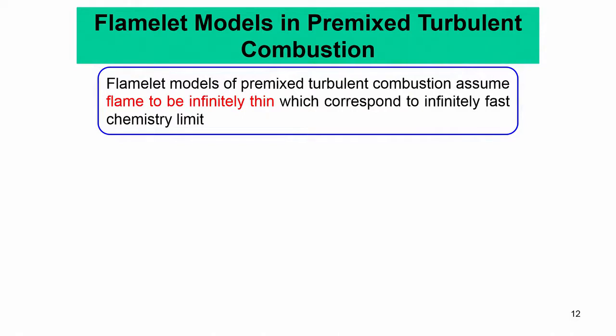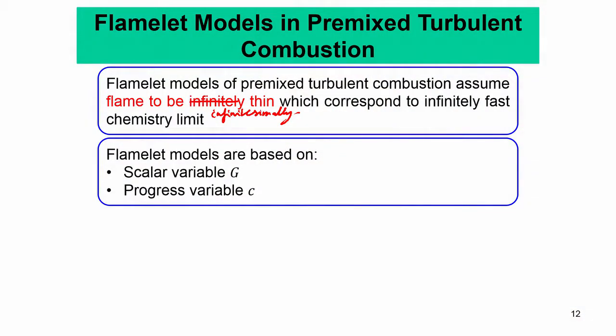Now there are basically two types of flamelet models that we will discuss, and the inherent assumption is that the flame is infinitesimally thin, which corresponds to the infinitely fast chemistry limit. So this is the assumption that the flame is very thin compared to any structure of any turbulent flame structure. So the characteristic length scale of the flame is smaller than any turbulent structure, and it corresponds to the infinitely fast chemistry limit, okay.